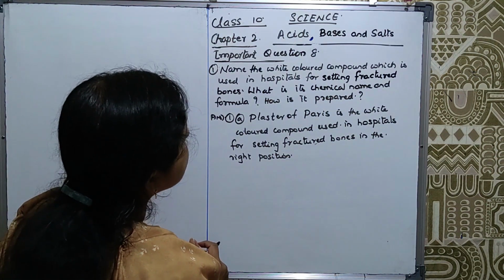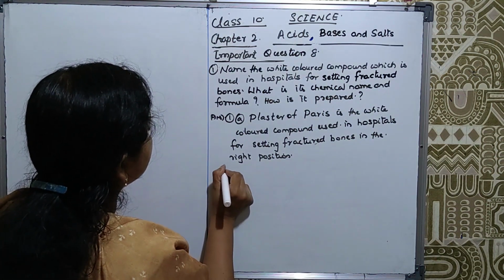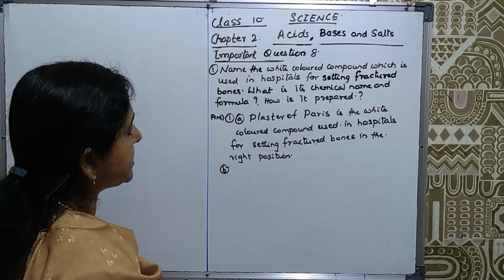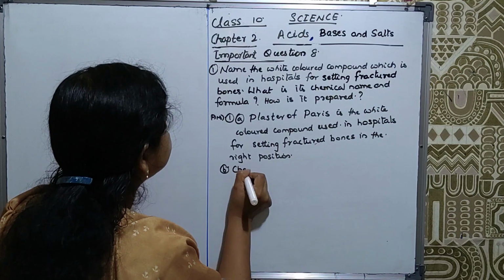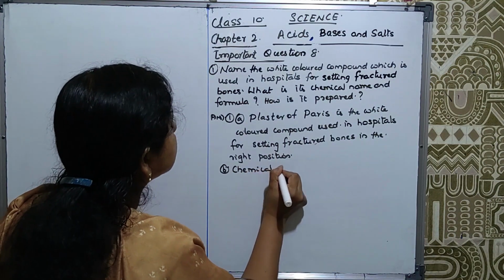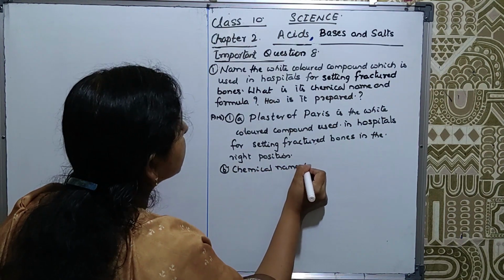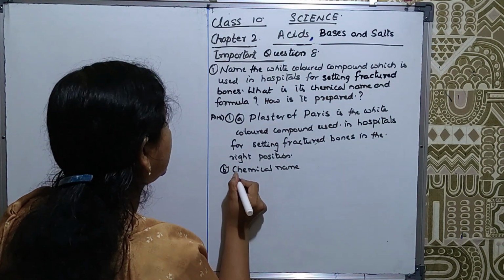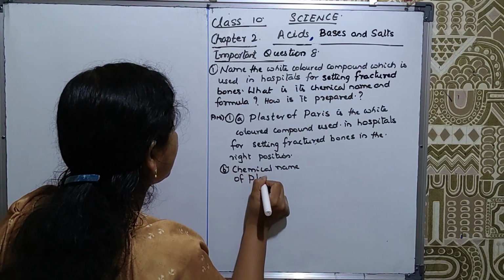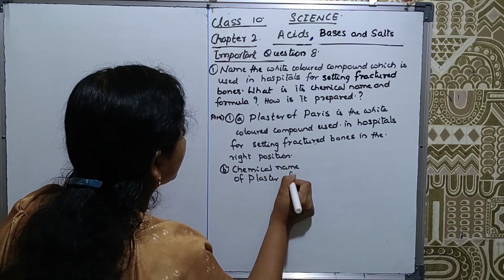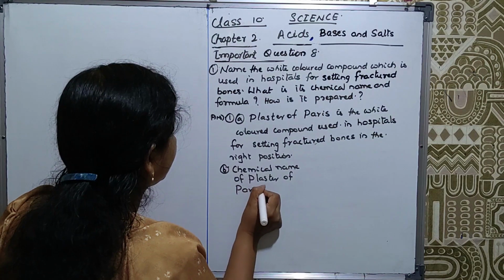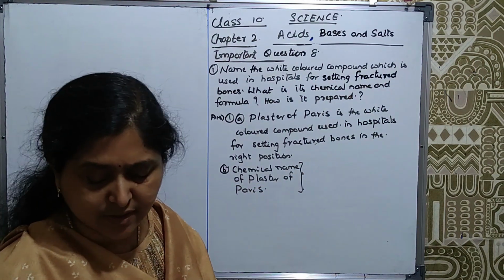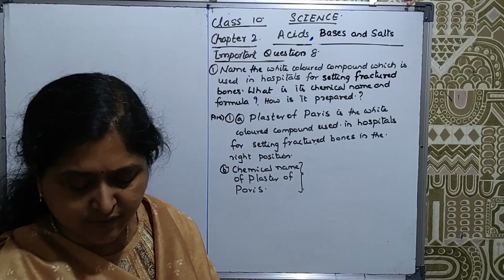Now here, what is its chemical name? Chemical name of plaster of Paris is calcium sulfate hemihydrate. Calcium sulfate hemihydrate.